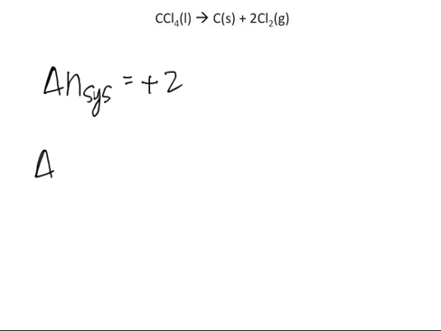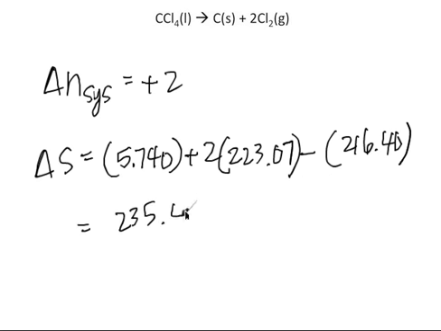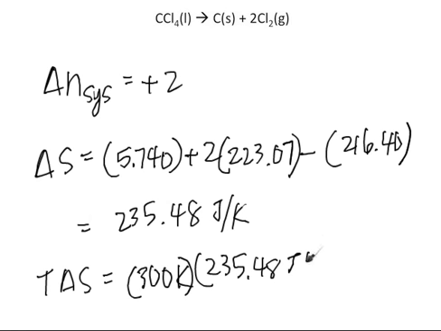So let's calculate the delta S. For carbon, it's very small, 5.740, and then we have 2 chlorines, and then we have 1 CCl4. This is going to be about 235.48 joules per Kelvin. Now to calculate T delta S, we're going to do 300 Kelvin times 235.48 joules per Kelvin. That's going to be about 70,000 joules, so about 70 kilojoules.